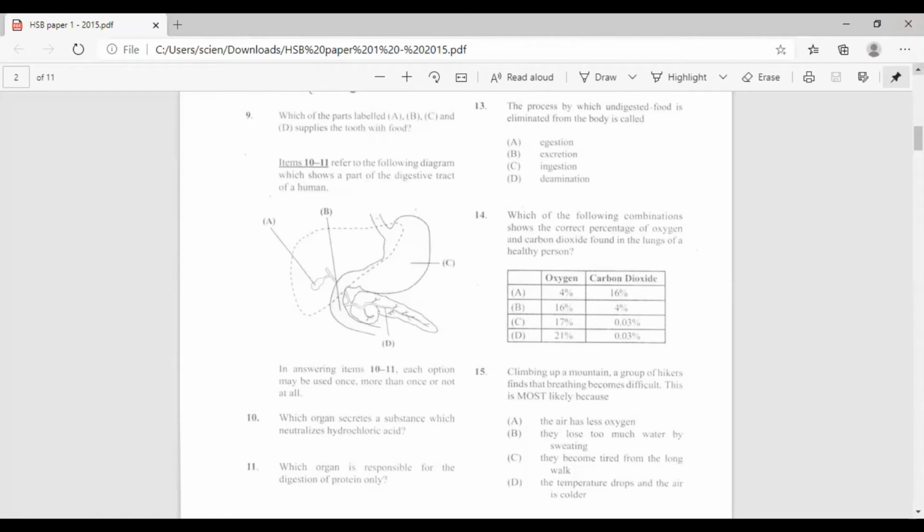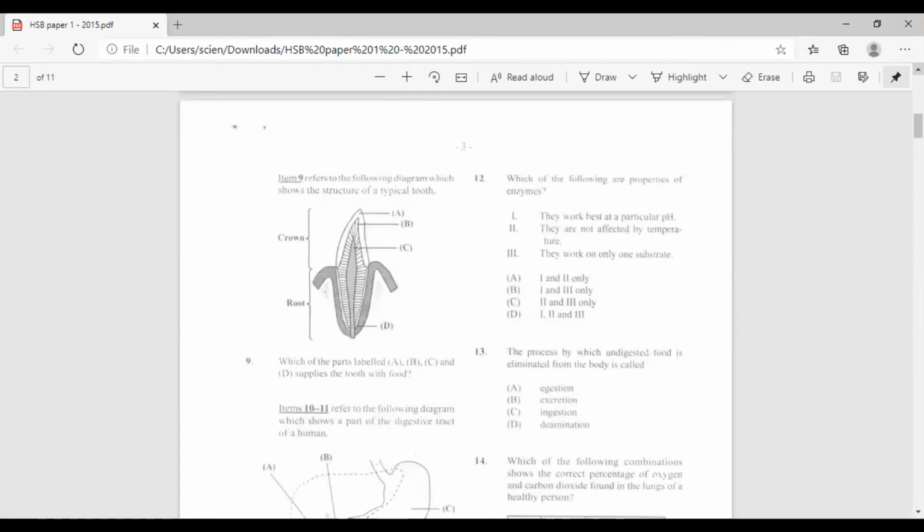So number 12. Which of the following are properties of enzymes? 1, they work best at a particular pH. 2, they are not affected by temperature. 3, they work on only one substrate. So the answer would definitely include 1. They work best at a particular pH.